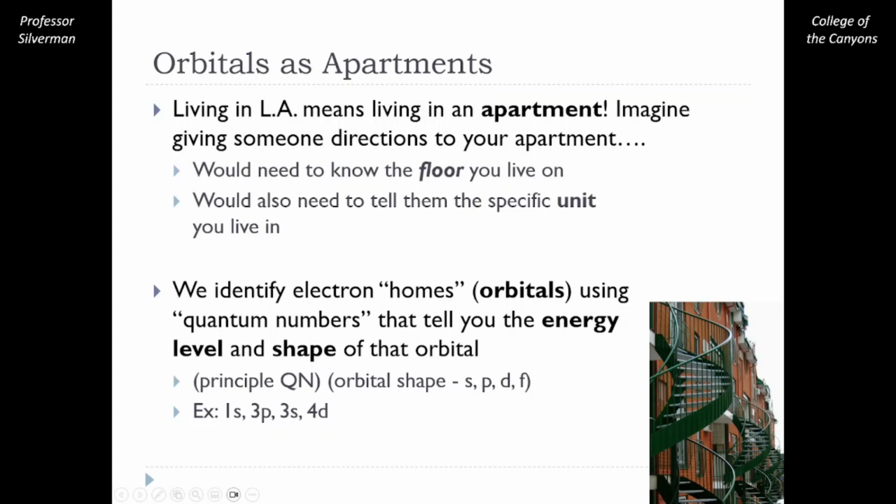We can do that by labeling our orbitals, giving them a code name. Our code name is going to have a number followed by a letter. That number tells you the energy level, tells you what floor you're living on. The letter is going to tell you the shape, tell you which unit that you're in. We have some examples. We could have a 1s orbital. We could have a 3p orbital. We could have a 3s orbital, a 4d orbital, right? We have lots of different combinations of numbers and letters, and they're all going to lead you to different places, different apartments, different orbitals.